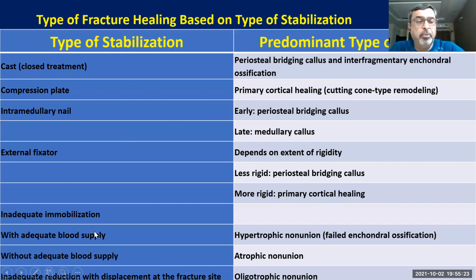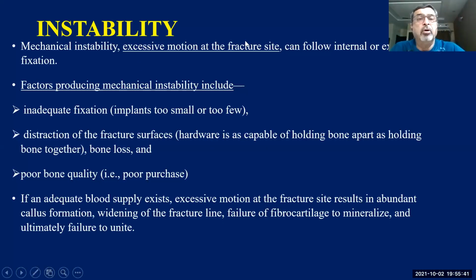Inadequate immobilization with adequate blood supply will lead to hypertrophic non-union. Inadequate immobilization and without adequate blood supply, it would be an atrophic non-union. Inadequate reduction with displacement of the fracture site will lead to oligotrophic non-union. So coming on to what is instability.